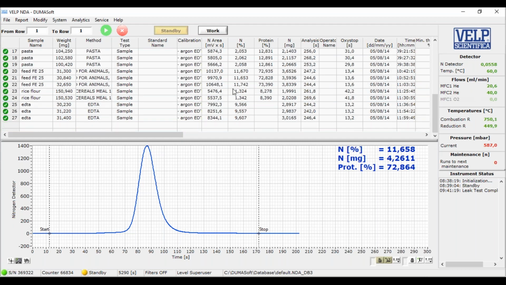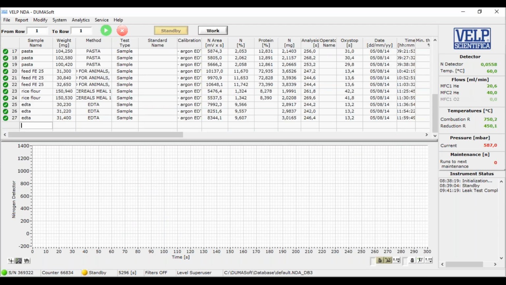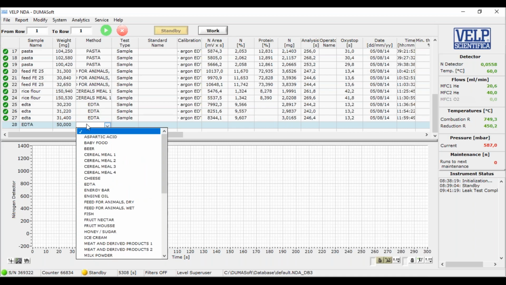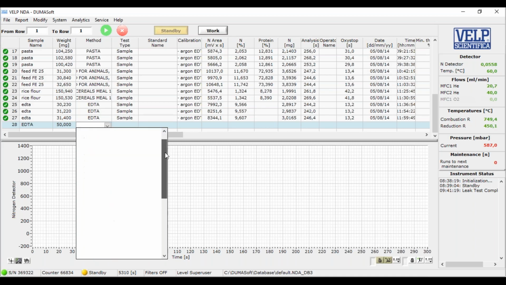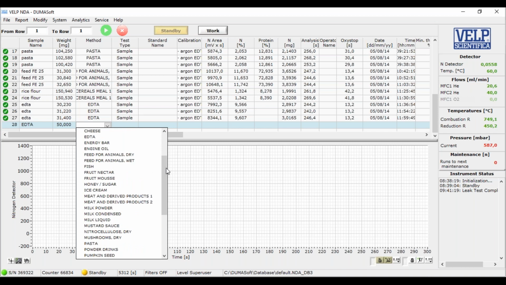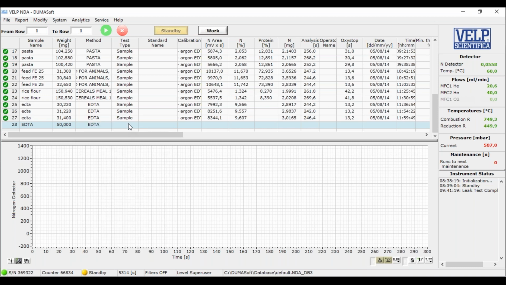It's very easy to fill this field to start an analysis. You just have to select the new row, enter the sample name, in this case the EDTA standard, the sample weight, so 50 milligrams, the method that you want to use to analyze your sample, EDTA, and what type of analysis you are performing. So in this case, the test type is a sample and the calibration curve.